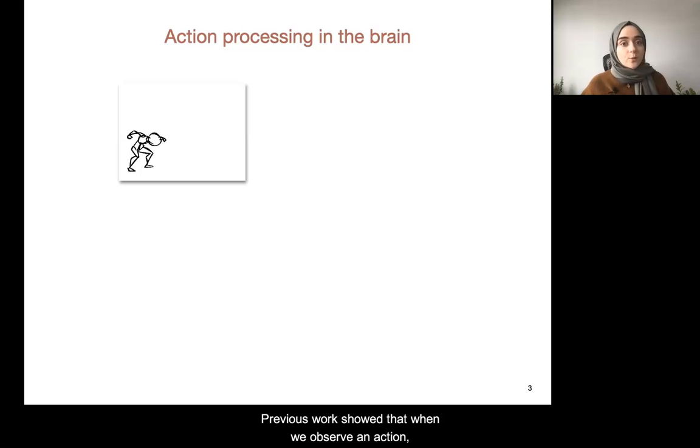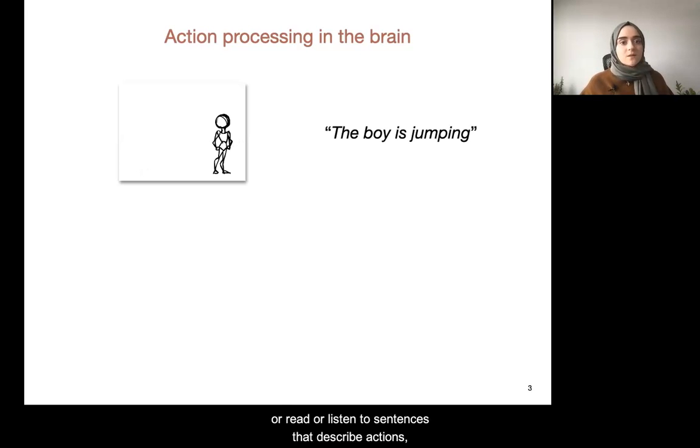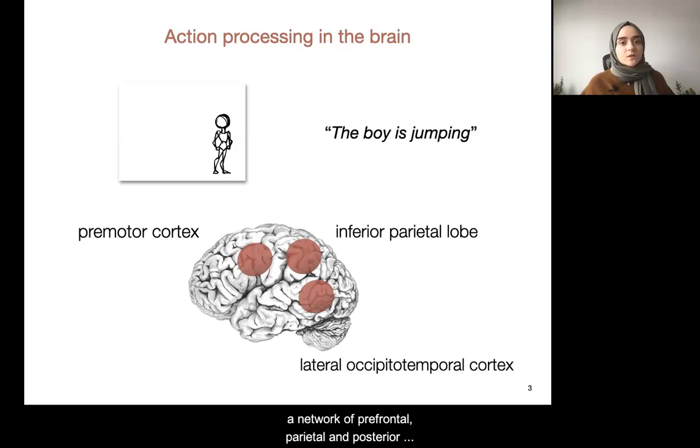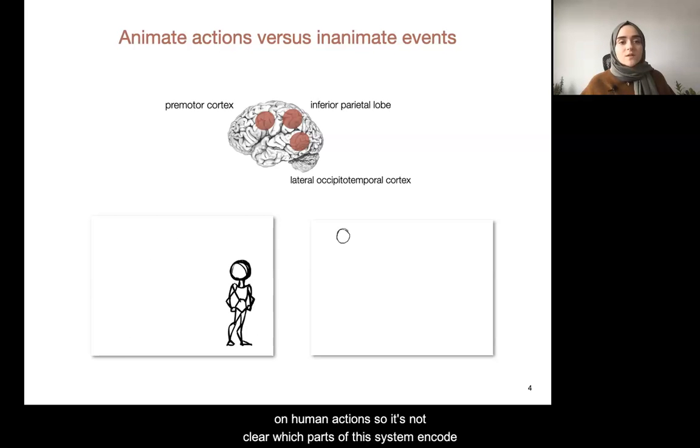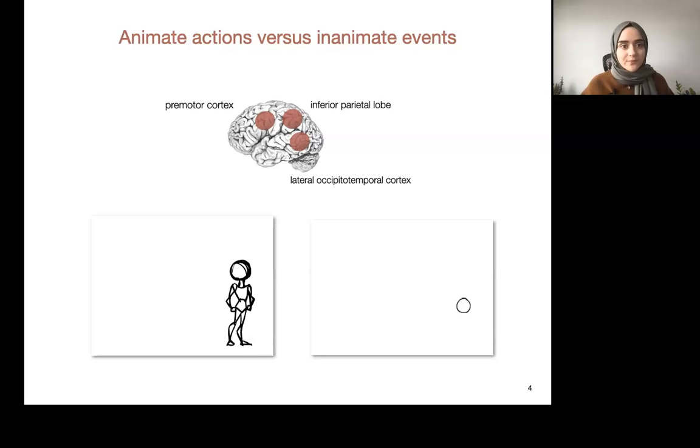Previous work showed that when we observe an action, or read or listen to sentences that describe actions, a network of prefrontal, parietal, and posterior temporal brain regions are involved. Altogether, these regions were defined as the action observation network, assuming that it supports recognizing actions of humans specifically. However, previous work mostly focused on human actions, so it's not clear which parts of this system encode representations specific to agents, such as biological motion, goals, and social aspects, or more general properties also shared with object events, such as the movement trajectory, or the change an entity goes through by its movement.